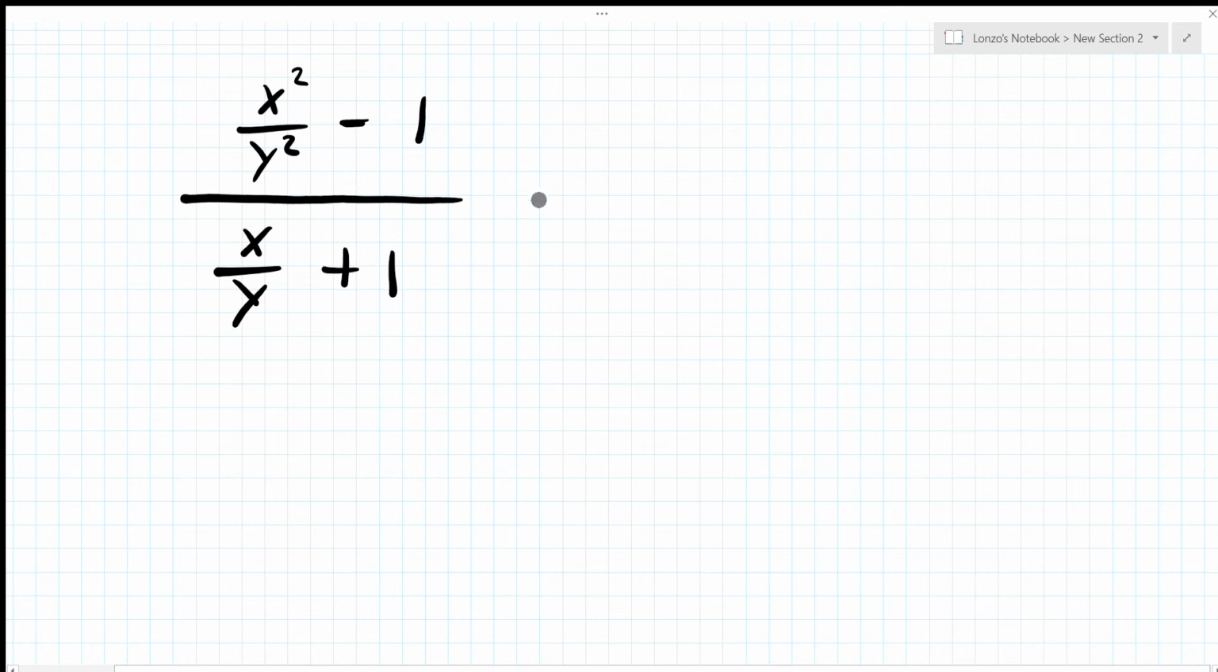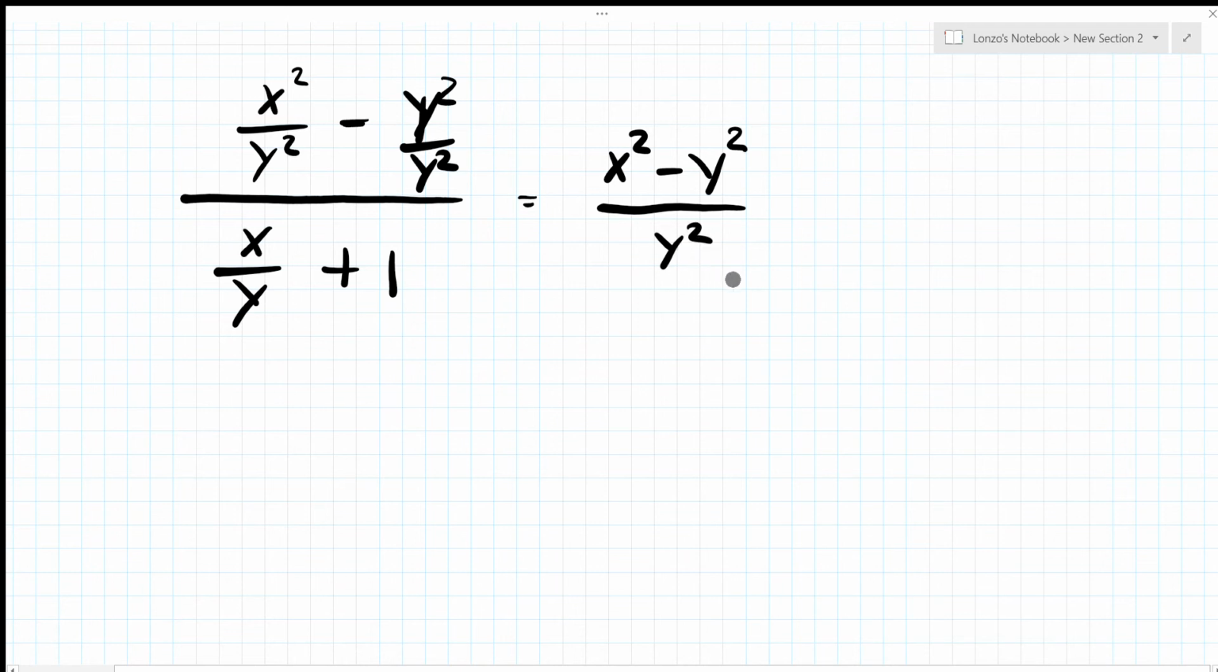Okay, so what I'm going to do is look at the numerator. So this whole thing is our numerator and denominator. I'm going to simplify both. It's x squared minus y squared. Now, how can I rewrite that 1? Because we're subtracting fractions, so we need a common denominator. So I'm going to rewrite that 1 as y squared over y squared. Because y squared over y squared is 1, and then you can subtract it because we have a common denominator of y squared. So it's going to be x squared minus y squared over y squared, divided by the big long divide sign.